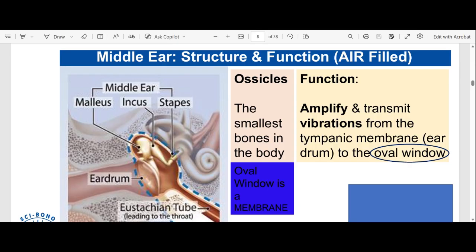Why? Because they amplify sound vibrations. And when they amplify the sound vibrations, they transfer them from the eardrum to the oval window, right? So the function of the ossicles is to amplify and transmit sound vibrations towards the inner ear. Remember, what's connected to the inner ear? Your oval window. So there's an oval window here that's connected to the inner ear. We'll get to the inner ear. Okay.